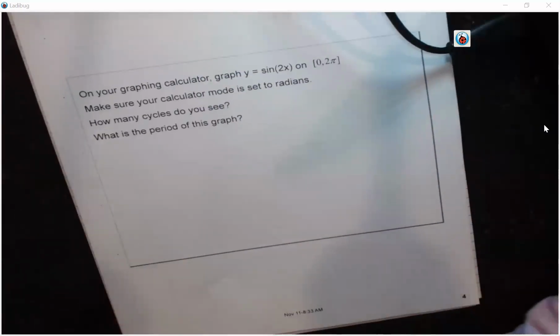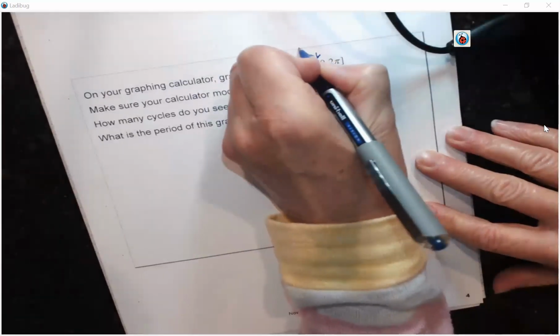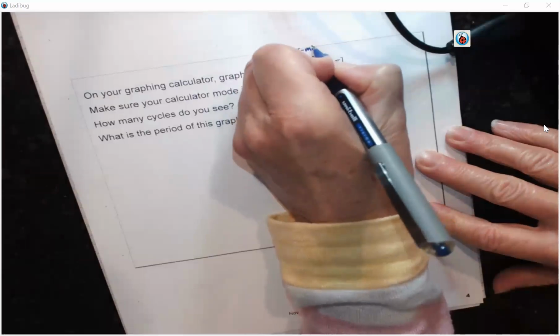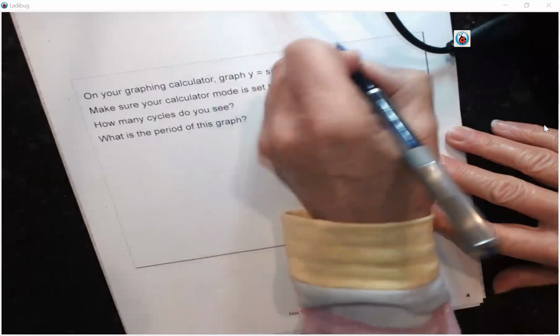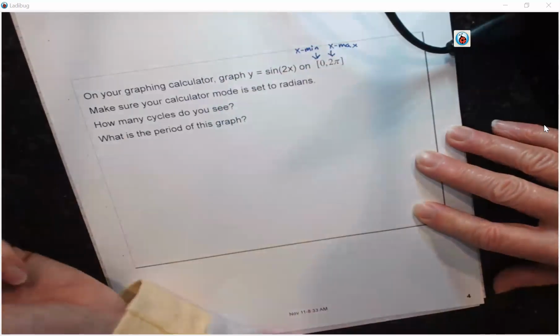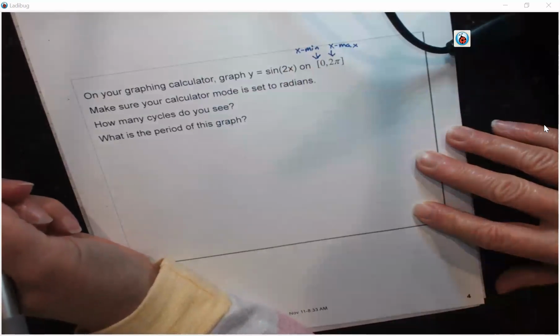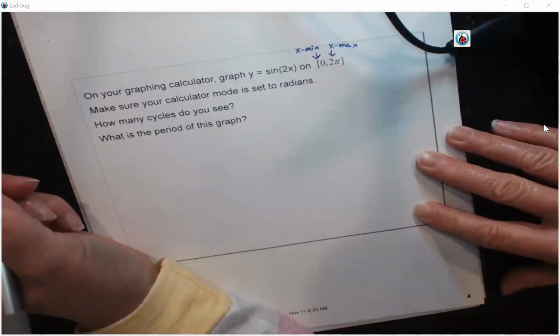Okay, if you graph on your calculator y equals the sine of 2x, and you do it on the interval from 0 to 2 pi, meaning 0 is your x min, and 2 pi is your x max, on your calculator or Desmos. And of course, you want to be graphing these in radians. We will be pretty much graphing in radians in this class. How many cycles do you see? You might want to pause the video for a minute and take a look for yourself.